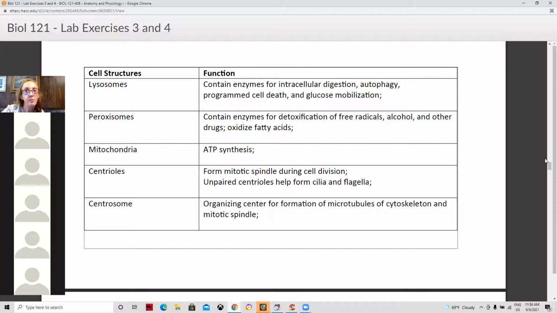I'm trying to think if we talked about it the other day, and I don't think we did. Adenosine triphosphate is the major energy fuel that the cell can use. And it's made within the mitochondria.